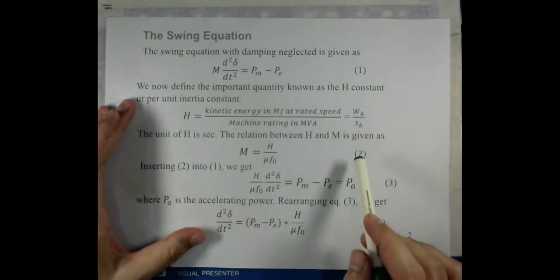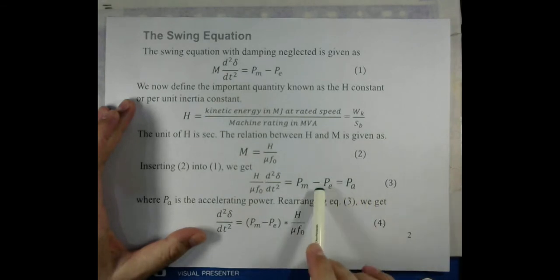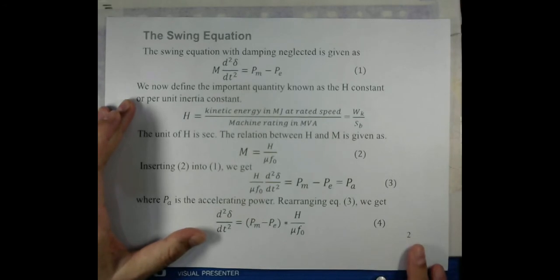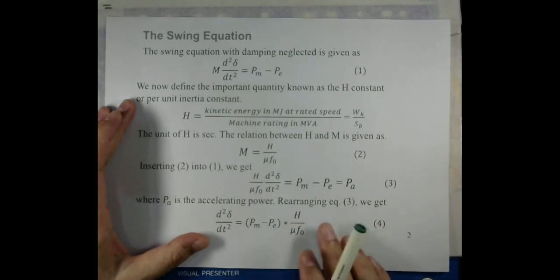So now inserting 2 in 1, we get an expression, and the right side, the difference of these two powers, is equal to the accelerating power. Accelerating power can be positive, can be negative. If it is positive, it leads to the acceleration, and if it is negative, it leads to the deceleration. So now rearranging equation 3, we get an expression like that.